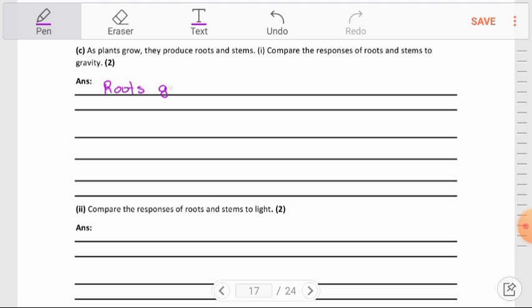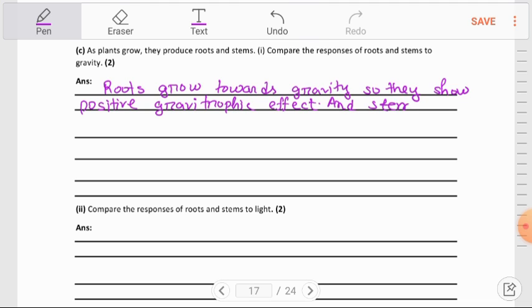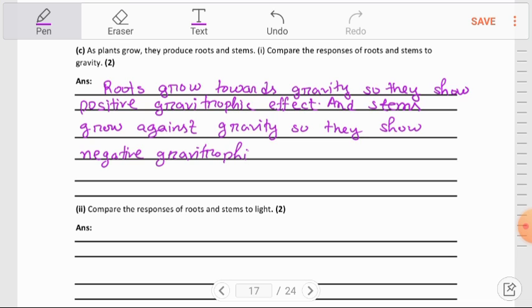Roots grow towards gravity, so they show positive gravitropic effect. And stems grow against gravity, so they show negative gravitropic effects. So with this, our C1 ends.